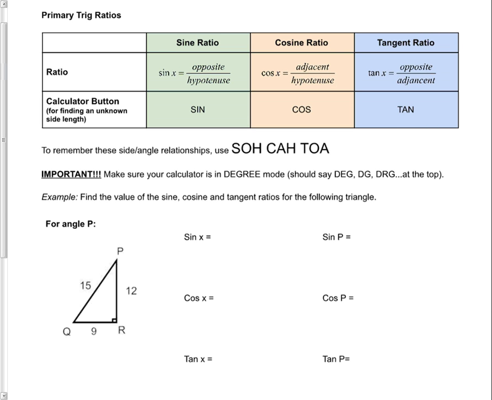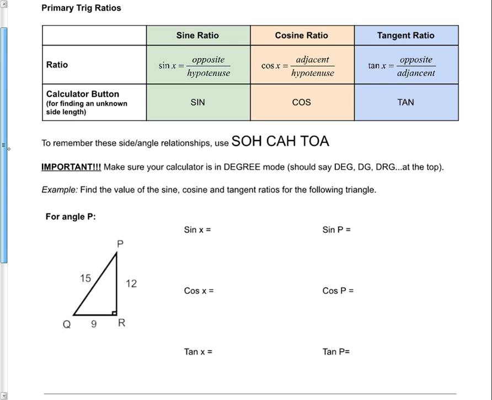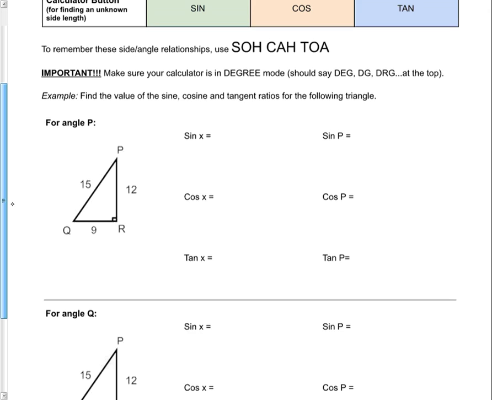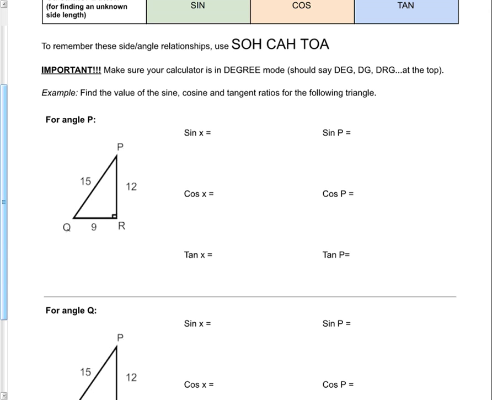So let's take a look at a couple of examples that we have here. We have one triangle that we're going to start working with. In this case, we're looking at angle P. For angle P, what we want to do is recognize where angle P is. Well, we know that angle P is right in there. Okay, and angle P is what everything is relative to. So when we go through and we're finding the sine, cosine, and tangent ratio, we need to understand what it is for angle P.